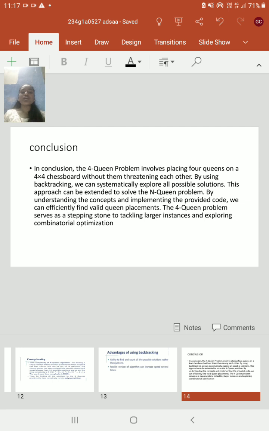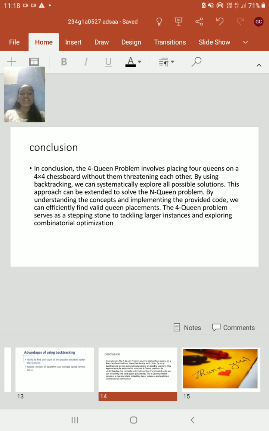Conclusion. In conclusion, the 4 queen problem involves placing 4 queens on a 4x4 chessboard without them threatening each other. By using backtracking, we can systematically explore all possible solutions. This approach can be extended to solve the n queen problem. By understanding the concepts and implementing the provided code, we can efficiently find valid queen placements. The 4 queen problem serves as a stepping stone to tackling larger instances and exploring combinatorial optimization.